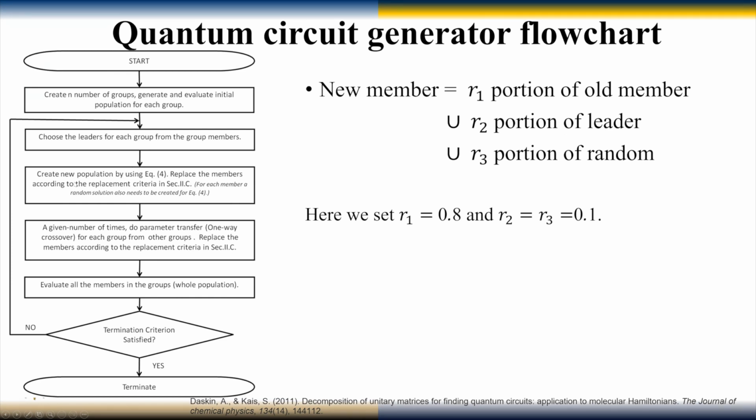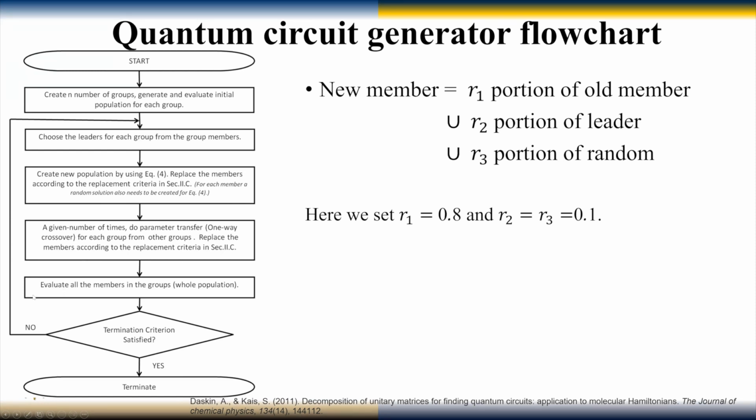After this variation, GLOA will reevaluate the members. If any member outperforms the group leader, this member becomes the new group leader. This serves as one full iteration. At a given number of iterations, we do a parameter transfer, which is a one-way crossover from each group to the other groups. In this way, we let each group talk to each other.